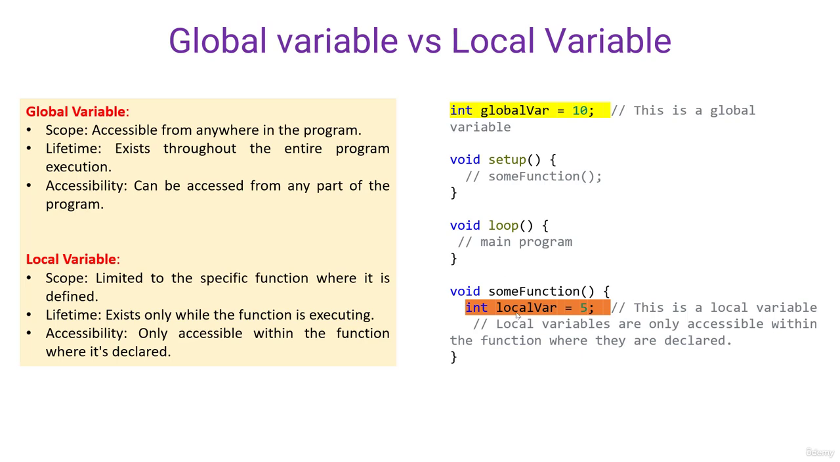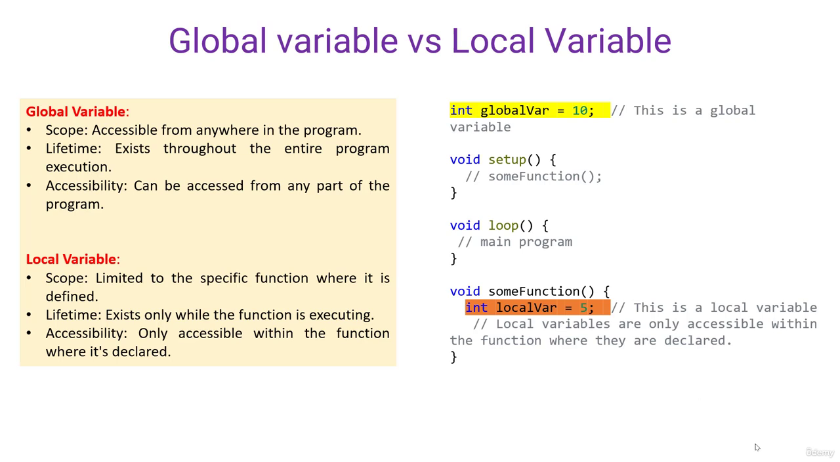In brief, a local variable is only accessible, and only exists, within a specific function. Outside of that function, it is not known or usable. Whereas a global variable can be used throughout the whole program. It can be accessed from any function, from any place. So that's the difference between global variable and local variable.